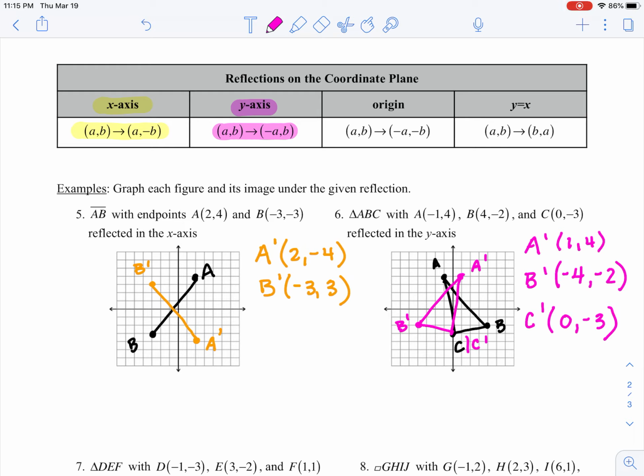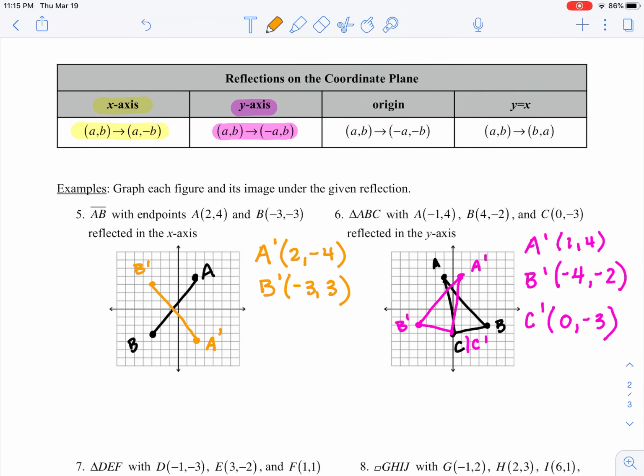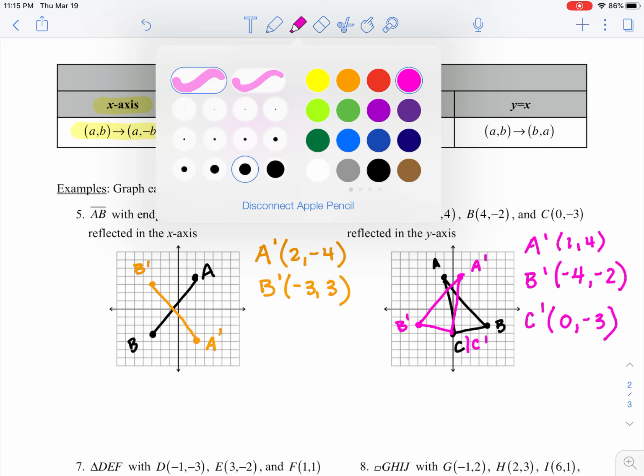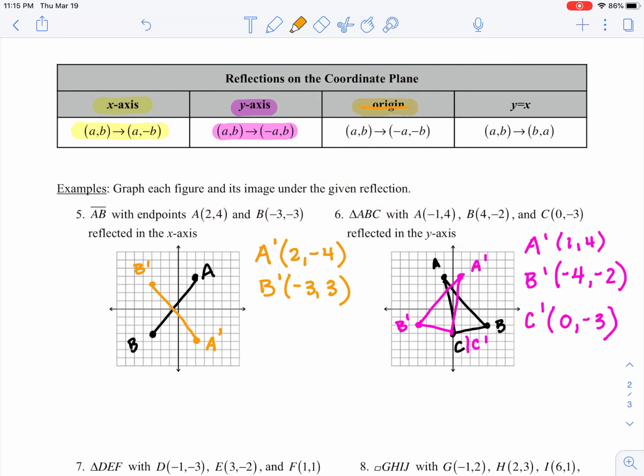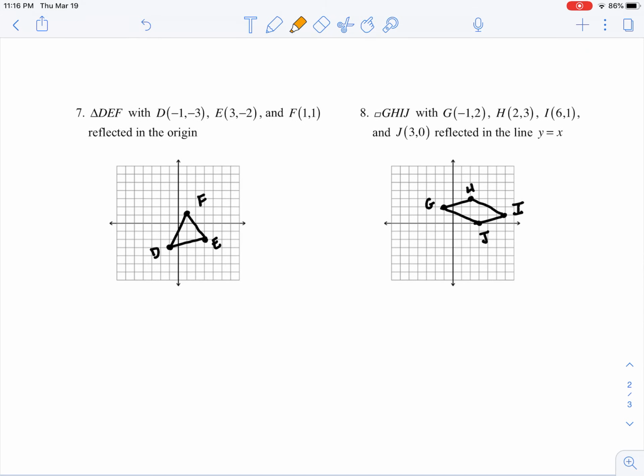Our next transformation is going to be a reflection about the origin. A reflection over the origin is a combination of both a reflection in the x-axis and the y-axis. If you see the rule up at the top here, the original point AB becomes negative A, negative B. Combination of flipping in both the x and the y-axis. So if you take a look down at question number 7, we're going to reflect triangle DEF over the origin.